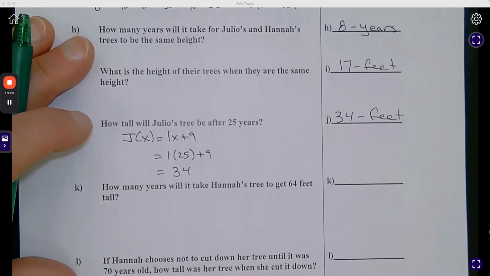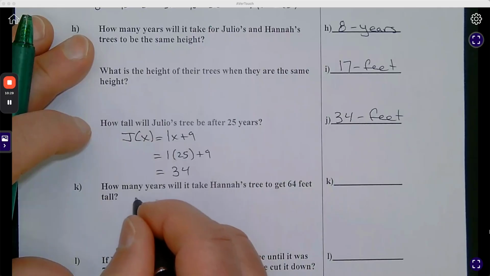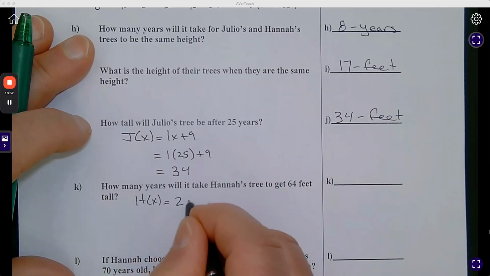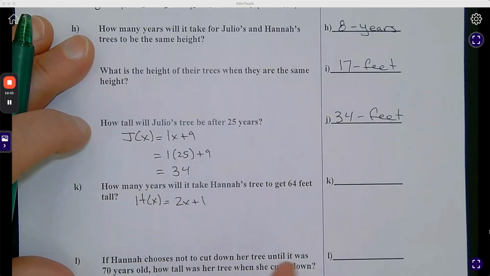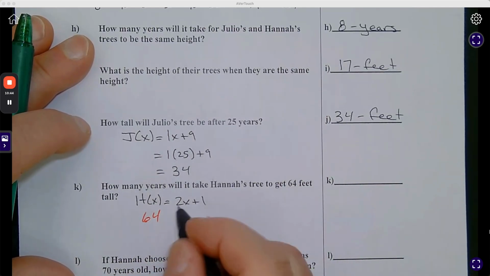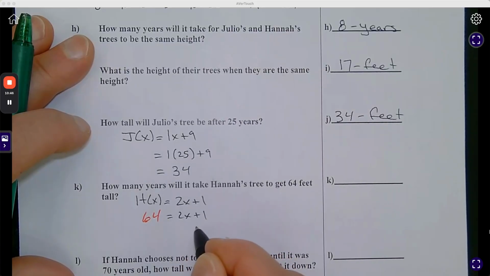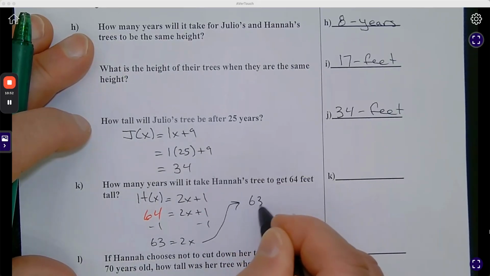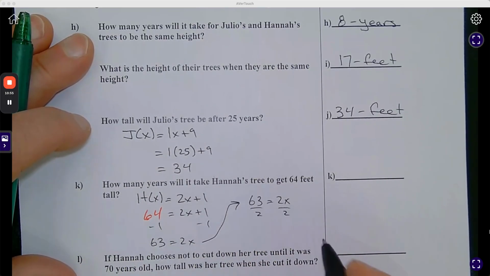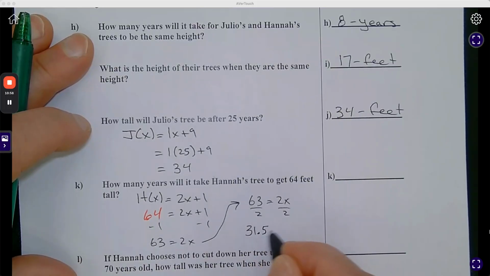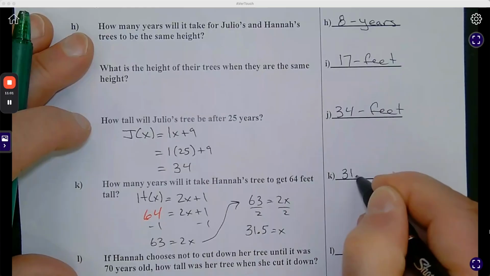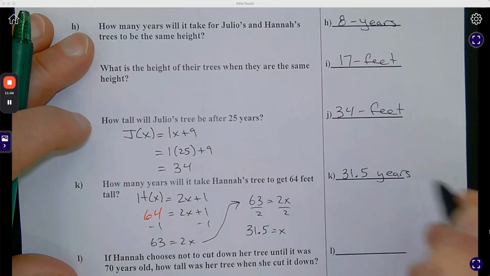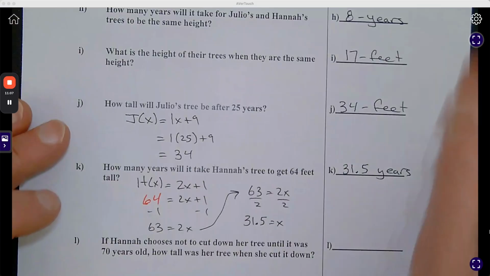How many years will it take Hannah's tree to get to be 64 feet tall? Well, here's Hannah right here. So we want to know how many years. Well, that's x. So I'm going to let my output be 64 and solve it for my input. Subtract 1, subtract 1. Then divide by 2, and you get 31.5. So about 31 and a half years. And remember, it's continuous. You can have a decimal of an input or output.